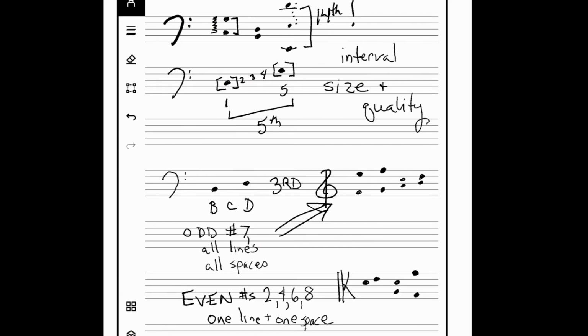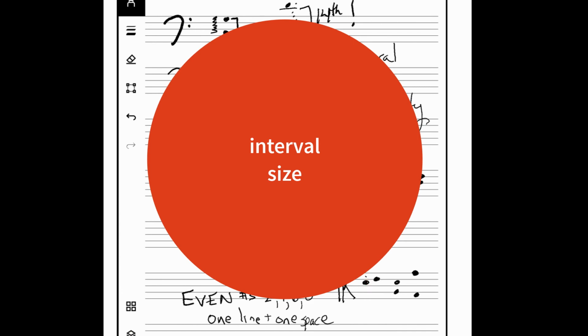I don't know why I was missing the other numbers in there. I'm going to go back and put it in. Okay, so the first step of interval knowledge is to understand the concept of interval size. And it really is just counting up how many letters you cross from one note to another. Interval size.